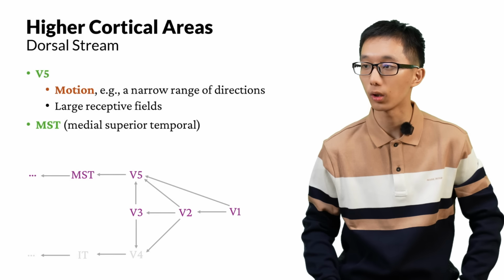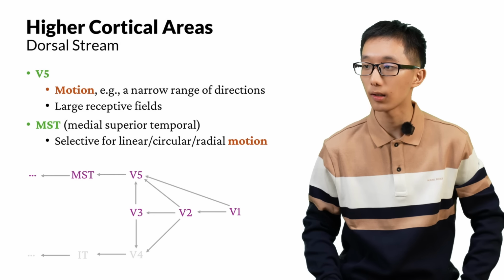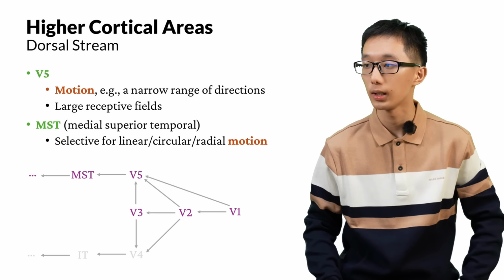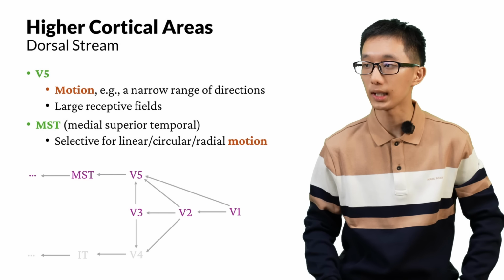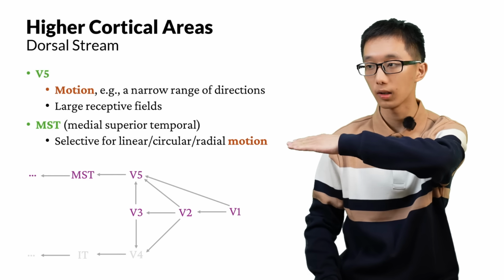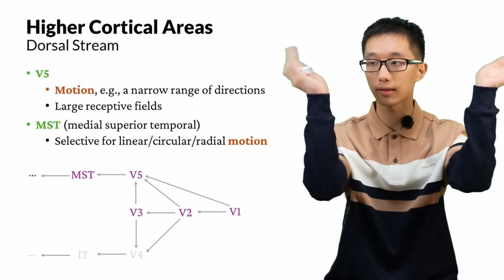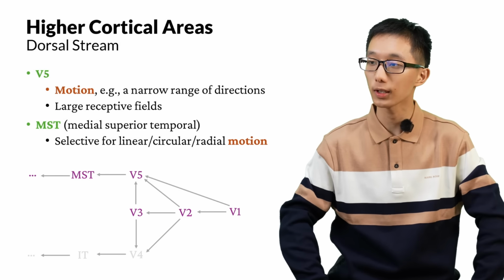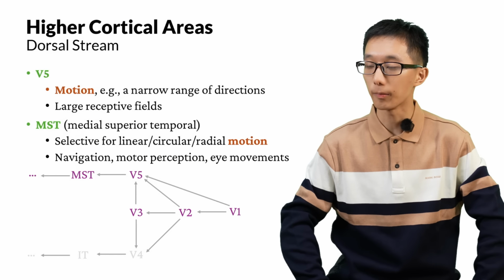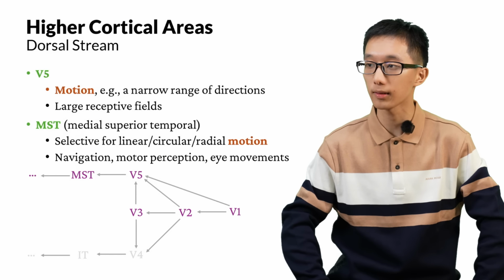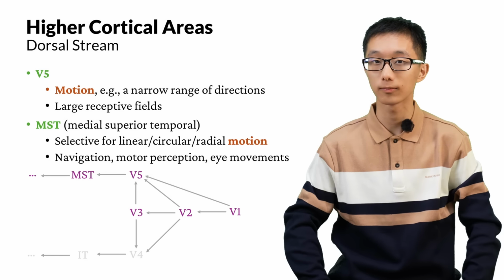MST, which stands for medial superior temporal area, is an area that is also selective for motion. There are cells that are selective for linear motion, going like this, for circular motion, going like this, and radial motion, going like this. The MST is important for navigation in space, for motion perception, and for controlling our eye movements.